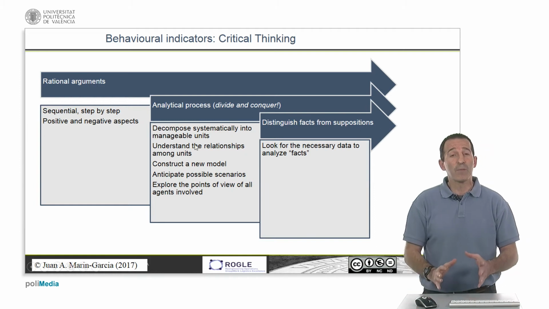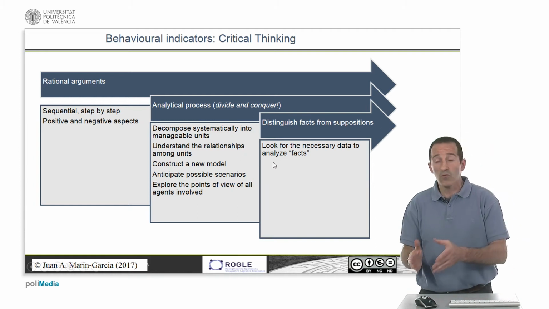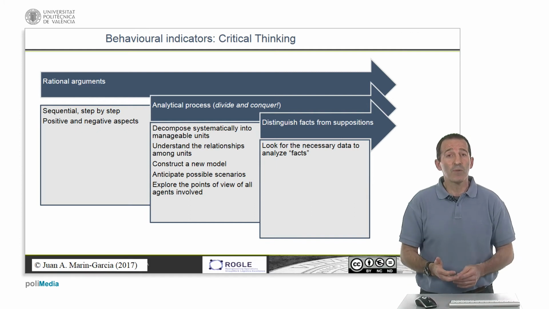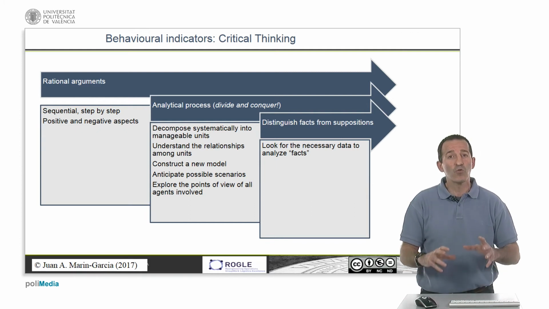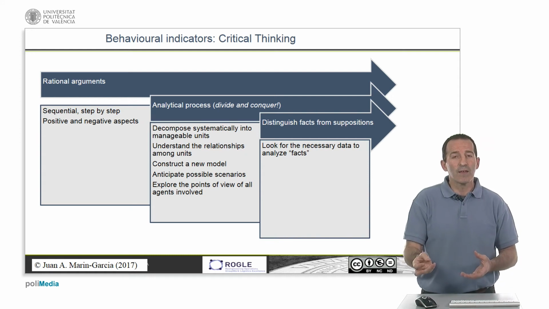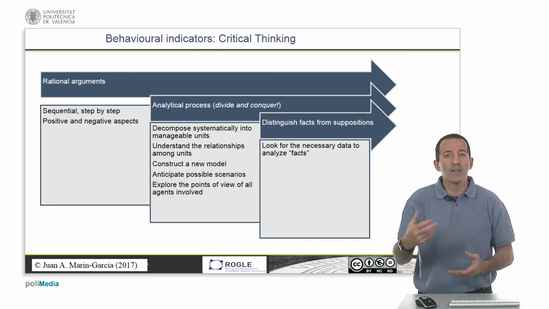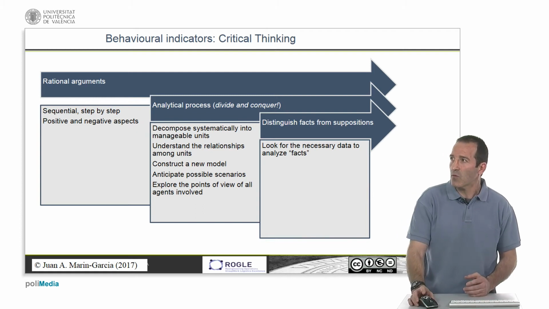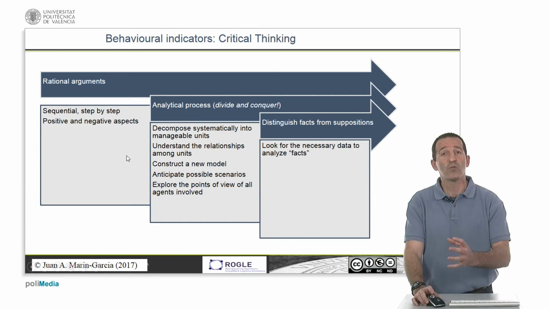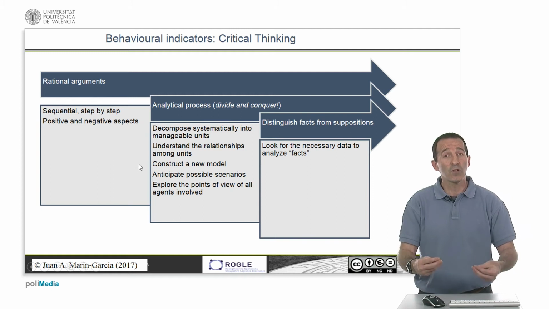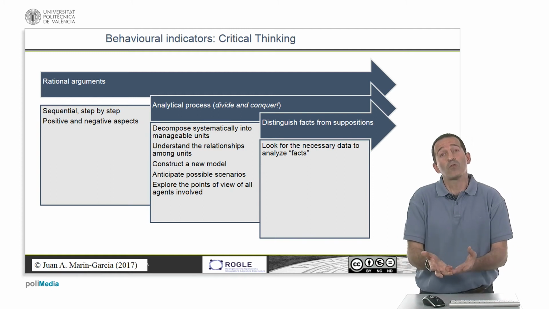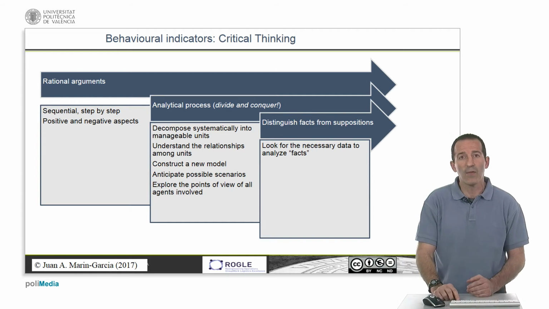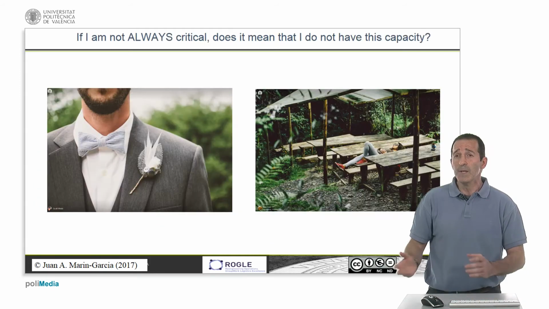And in this process, it is vital that we distinguish between what are facts and what are assumptions. In other words, when engaged in critical thinking, it is important to search for the details that allow us to discover the facts and to analyze them, rather than base our analysis on assumptions or suppositions about what the problem is, and which may have nothing to do with the reality. This aspect is fundamental, as it closes the cycle of these rational arguments. You cannot talk about positive or negative aspects if you do not have the concrete evidence or data that allows you to specify what the facts are.